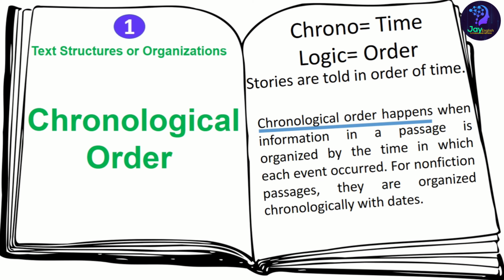Chronological order happens when information in a passage is organized by the time in which each event occurred. For nonfiction passages, they are organized chronologically with dates. Usually, chronological order is used in a story, and in order for you to easily identify if the text is structured in a chronological order or manner, just observe if the text has some dates or particular time when an event or events occurred in the text.